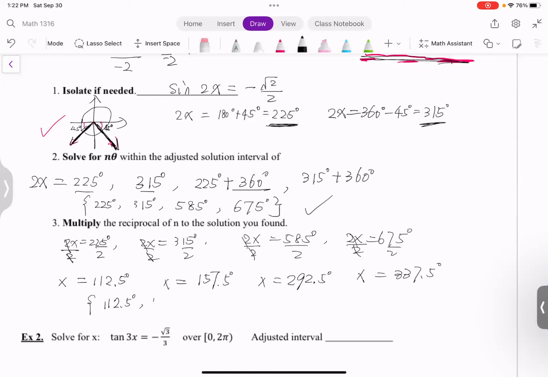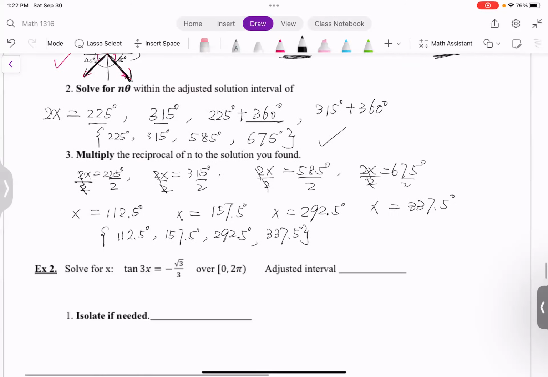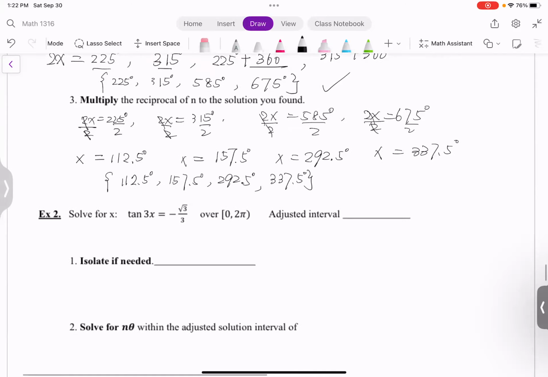112.5 degrees, 157.5 degrees, 292.5 degrees, and 337.5 degrees. I got 4 solutions. All right, let's see the next one.